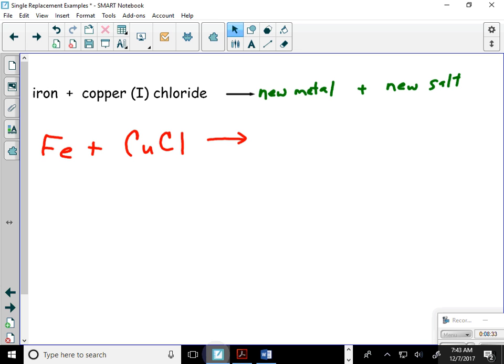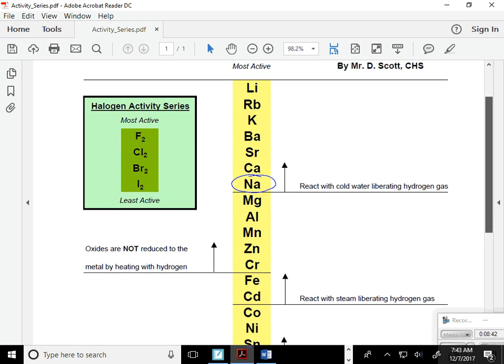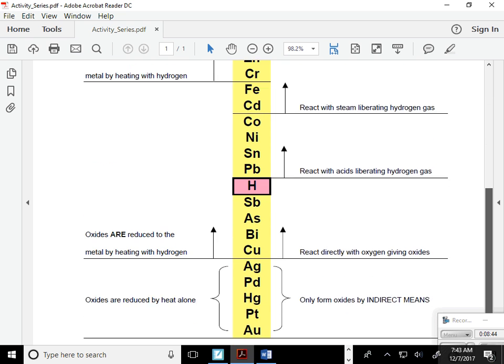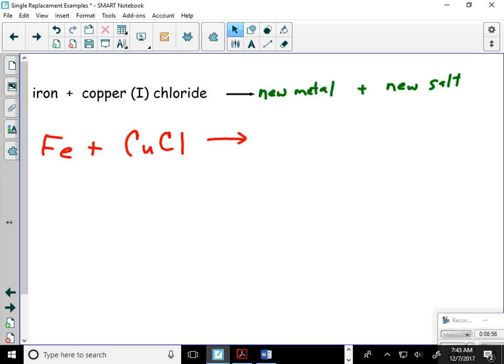Okay? Will iron replace copper? Iron, copper. Here's copper. Okay? Iron's way up here. So will iron replace copper? Absolutely. So I come back here. My new metal is going to be copper. What's my new salt going to be?